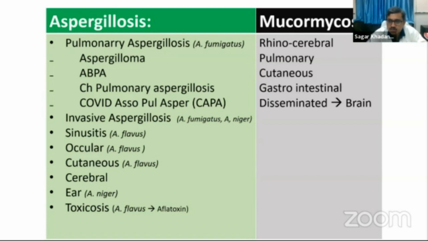Mucormycosis is mostly rhinocerebral. It starts in your sinus and moves to the eye and brain. It may sometimes be pulmonary, and rarely it may present as cutaneous.